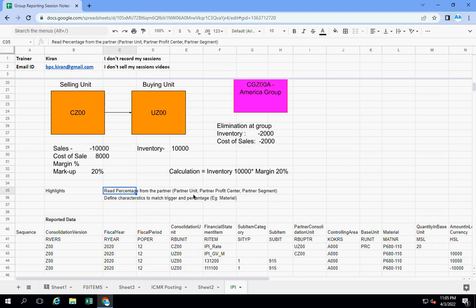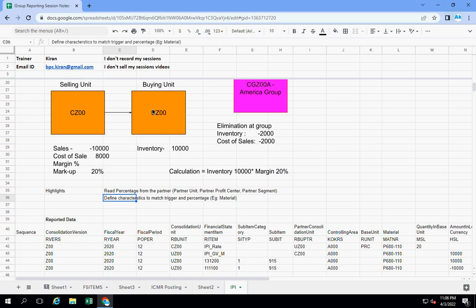Now, partner unit in the sense that may be partner unit, partner profit center, or partner segment. All these options they have given. Define characteristics to match trigger and percentage. See, there might be a scenario where I have different materials. It is not necessary that all the materials or all the products use the same markup. I have two different products or materials I sold to US. So A, B, for example, A I want markup as 10%, B I want markup as 15%.